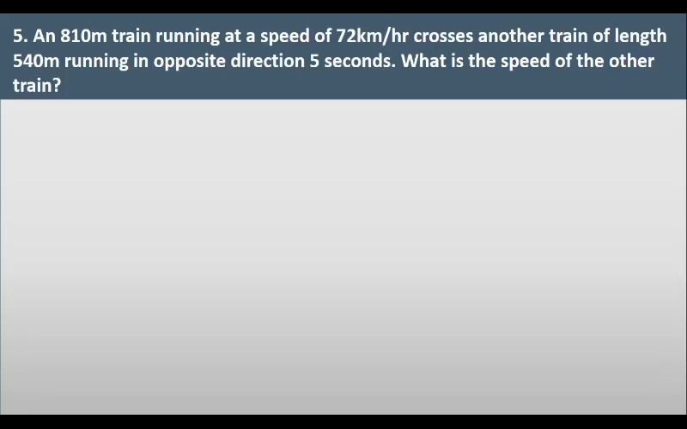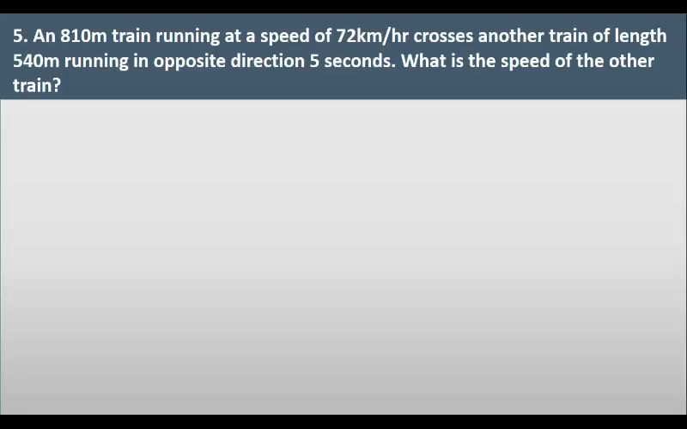Let us look at another problem. An 810 meter train running at a speed of 72 kilometers per hour crosses another train of length 540 meters running in the opposite direction in 5 seconds. What is the speed of the other train? In this problem, we need to find the speed of the other train running in the opposite direction.